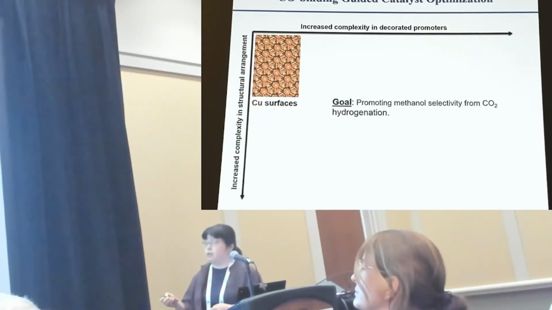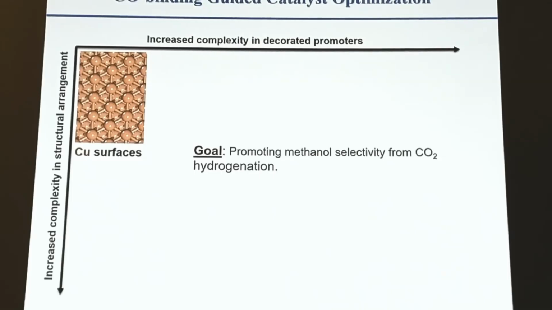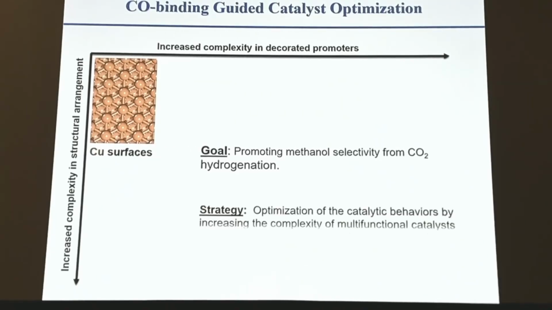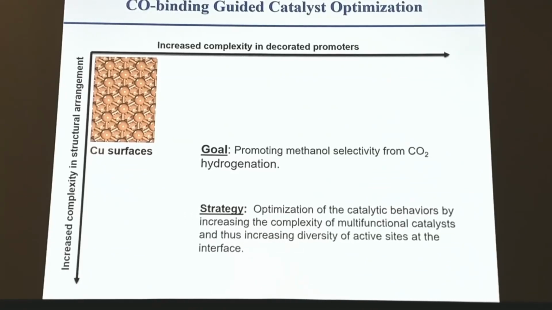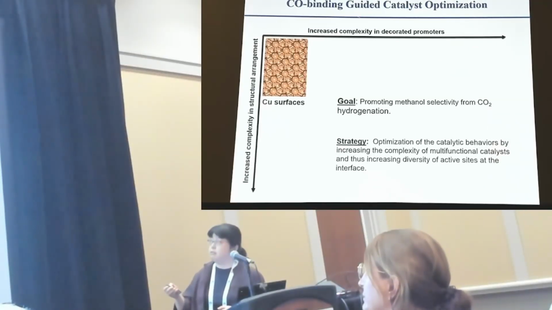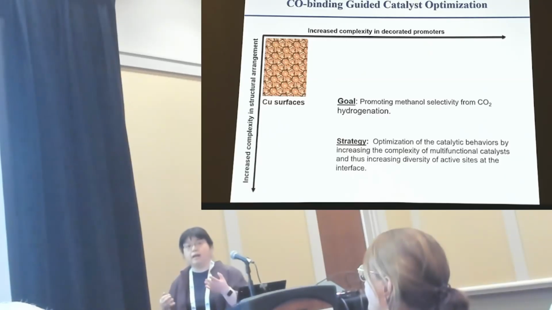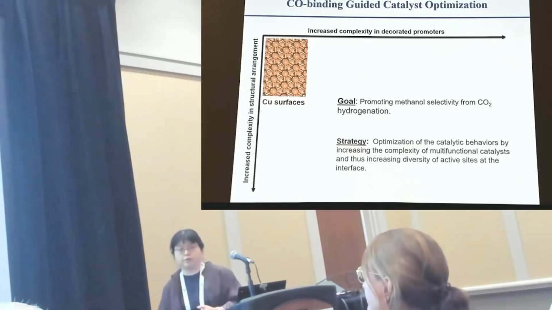Here our goal is really how we can promote the methanol selectivity from CO hydrogenation. Our starting point is the copper surface. And our strategy here is to increase the complexity of the catalyst in a two-dimensional way. One dimension is to bring some restructuring of the catalyst. So rather than having highly coordinated coppers, we can have different kinds of copper sites on the surface. Another dimension is to increase the type of decorated promoters or modifiers on the surface.